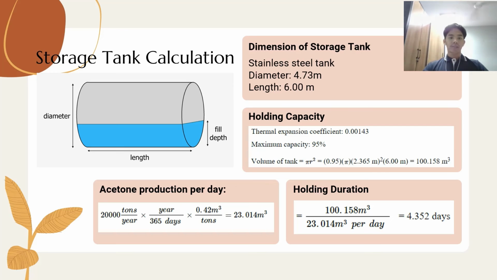So our storage tank is made of stainless steel with a diameter of 4.73 meter and length of 6 meter. Since acetone exhibits thermal expansion with the coefficient of 0.00143, we will set the maximum capacity of the tank to 95% of its volume. So we can calculate the holding capacity of the tank by using the volume formula, which is pi r squared, and the holding capacity is equivalent to 100.158 meter cube. And by assuming the production of acetone of our plant is 20,000 tons per year, our storage tank can hold the acetone produced up to 4 days before it reaches its maximum volume.